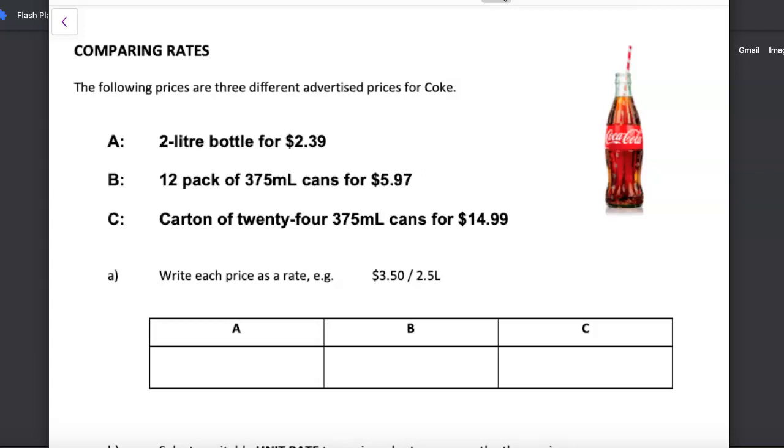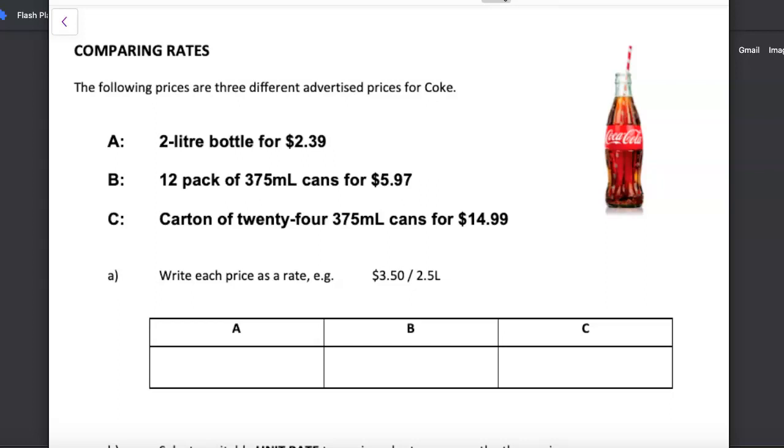In this video, we're going to have a look at how we can use a rate to compare different options. Our example involves shopping and how we can identify the best purchase of, for example, Coca-Cola. Now we know we can get Coca-Cola in bottles and in cans and in different amounts of cans. So here I've got three options of how we can buy Coca-Cola.